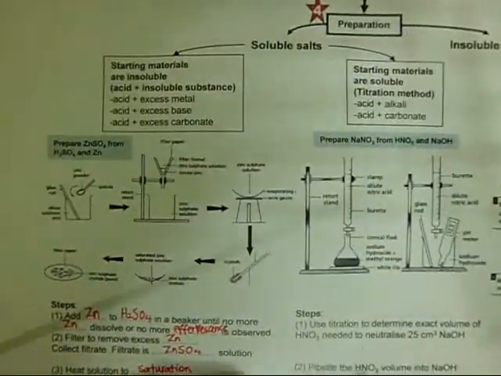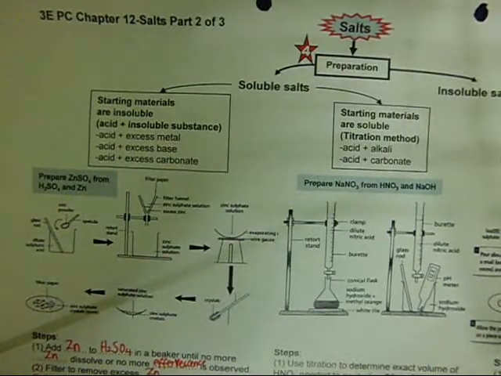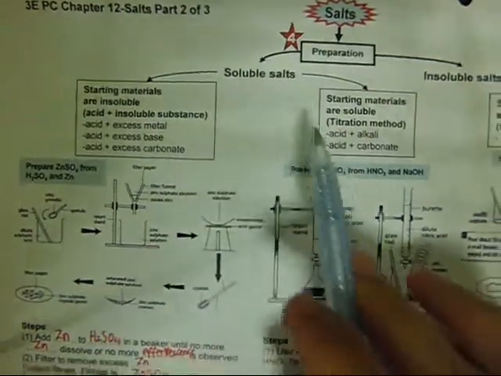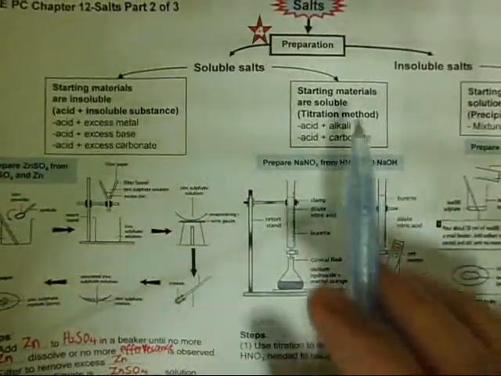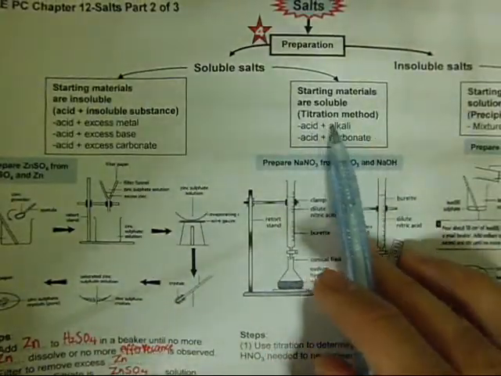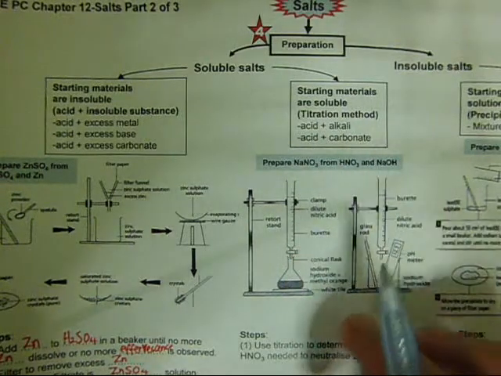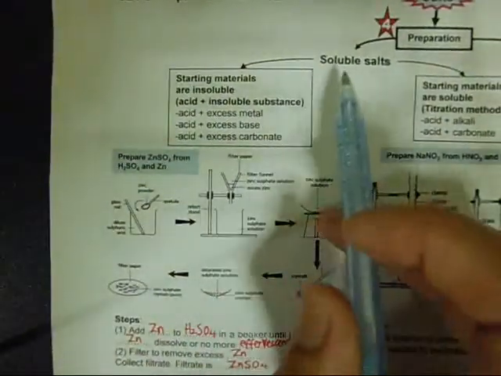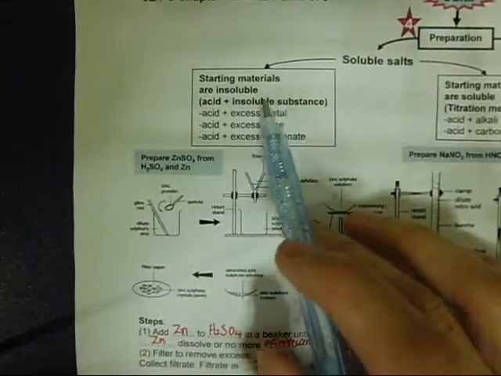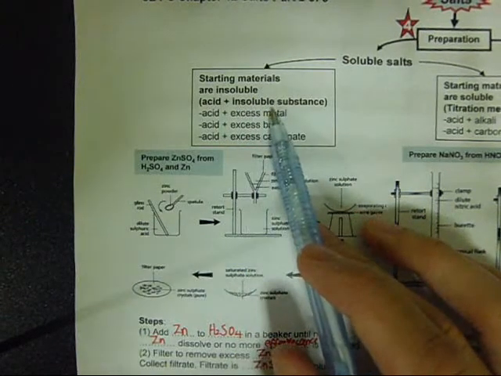Now, the difficult part of salt preparation is preparing soluble salts. There are two methods. For the first method, the starting materials are soluble, so you have to use the titration method. For this method I'm not going to elaborate here. The second method is when the starting material is insoluble: acid plus insoluble substance.